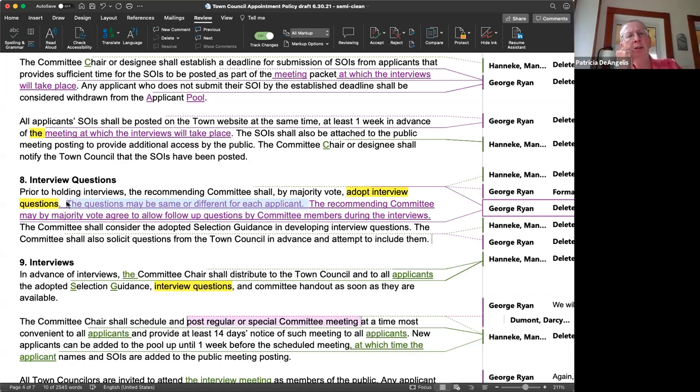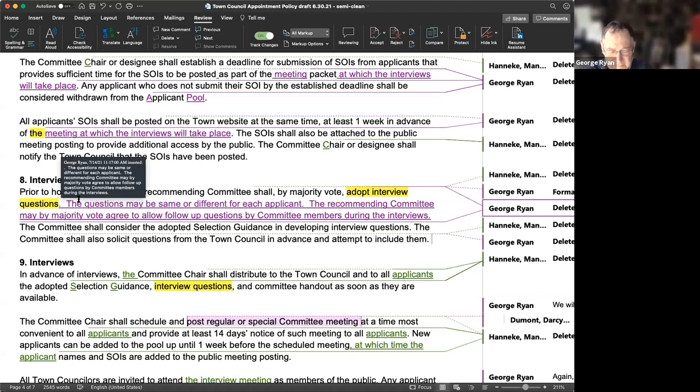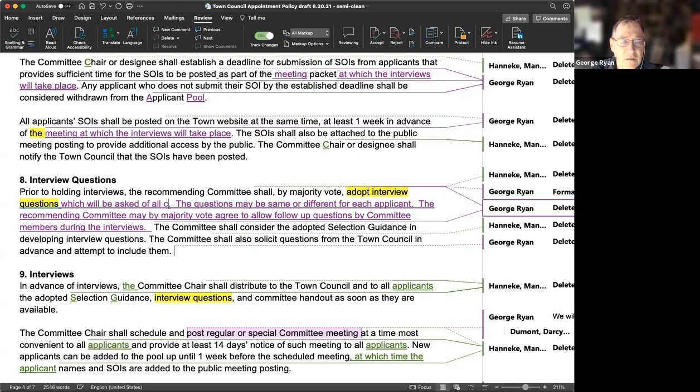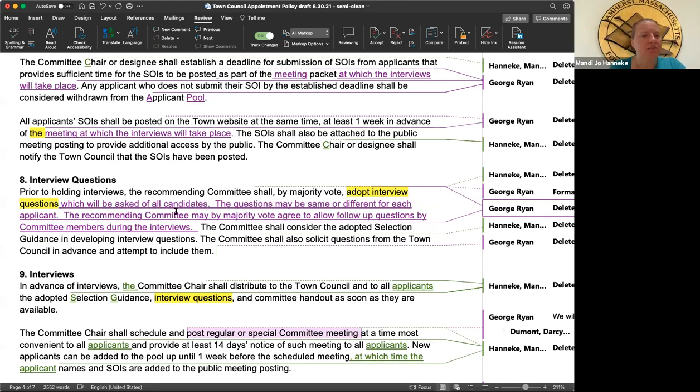Well, then I think we should get rid of "the questions may be the same or different for each applicant." But do we insert the phrase which was crucial once upon a time and still is crucial to Pat, and I think to Sarah, and maybe to all of us: adopt interview questions which will be asked of all candidates. That's a really important decision. So what are we deciding? It's been taken out, but I'm going to put it in for the moment: which will be asked of all applicants. Applicants, not candidates. I'm sorry. Thank you.